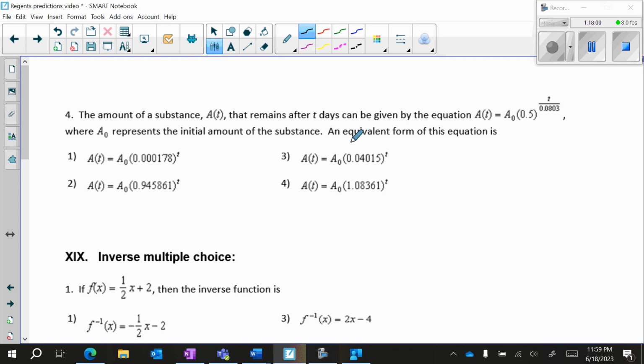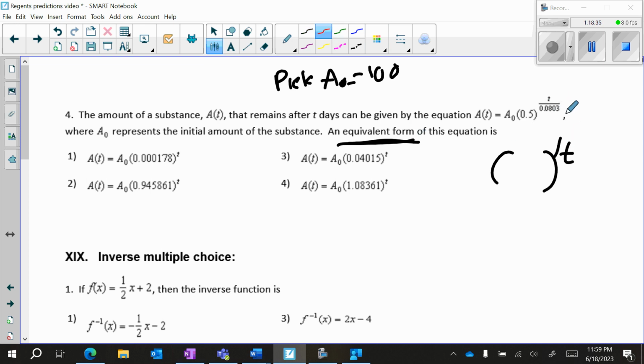Similarly here, this is equivalent. Again, you could put 1 in y1, 1 in y2, but the problem is you don't have an a sub 0 here. So you could pick a value for a sub 0. Let a sub 0 equal 100 or something like that, or maybe make something easy like 1, and then see if they graph on top of each other. Otherwise, you want it to equal 1t here, and right now it's not 1t. It's actually t over 0.0803. So to get just 1t in the exponent, take 1 over 0.0803 and raise 0.5 to that and see what you get. It should be choice 1.